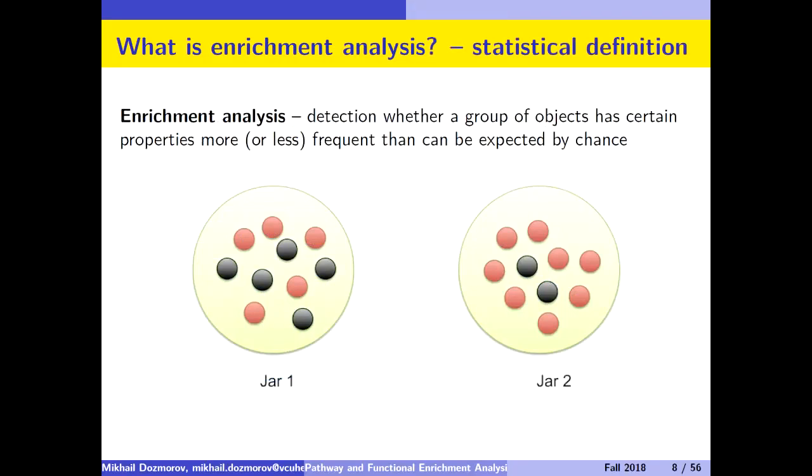The formal statistical definition of enrichment analysis is the detection of whether a group of objects has certain properties more or less frequently than can be expected by chance. What do I mean? If you look at those two jars, you can see in the first jar you have similar proportions of red and black balls. So that's what you would expect by chance. In the second jar, you can see some imbalance of red balls. There are just more of them, and there are few black balls. You can look at it and see there is some kind of enrichment of red balls in this second jar.